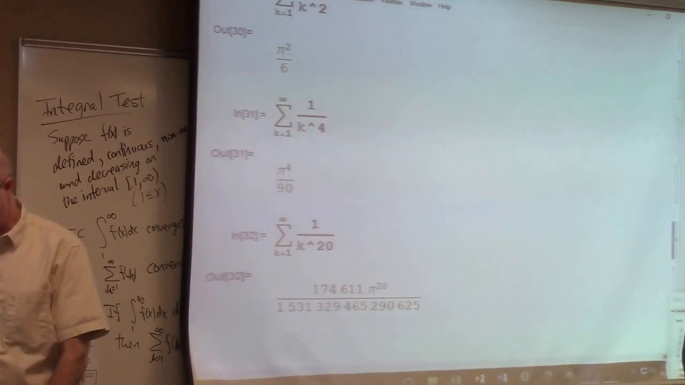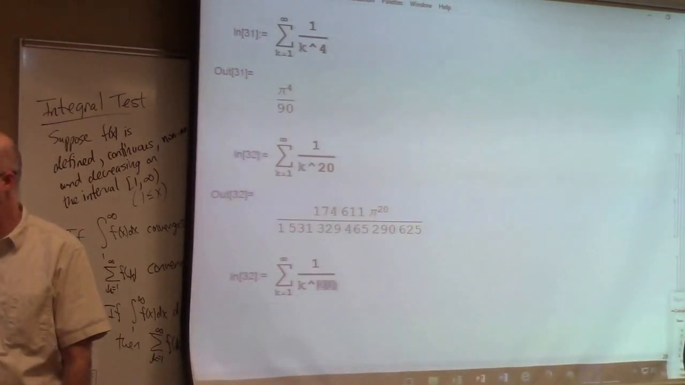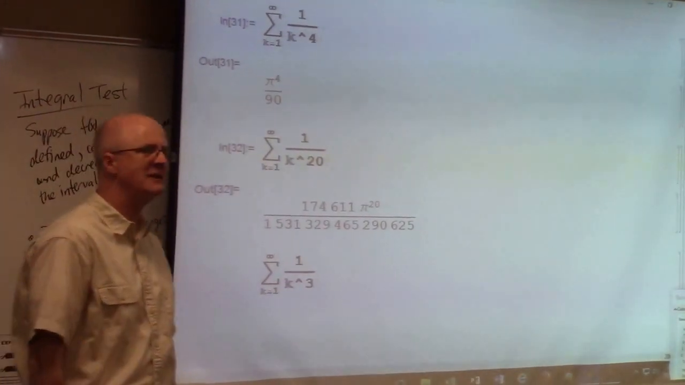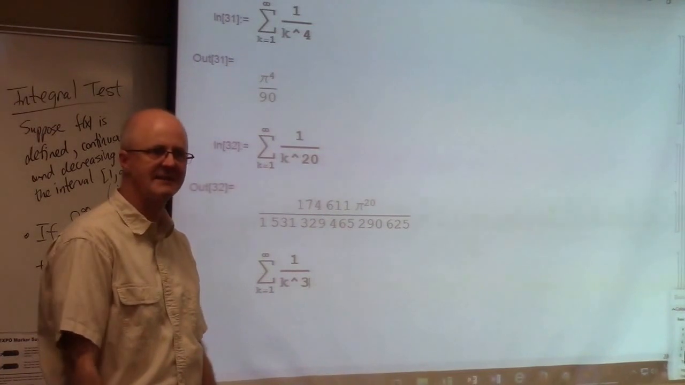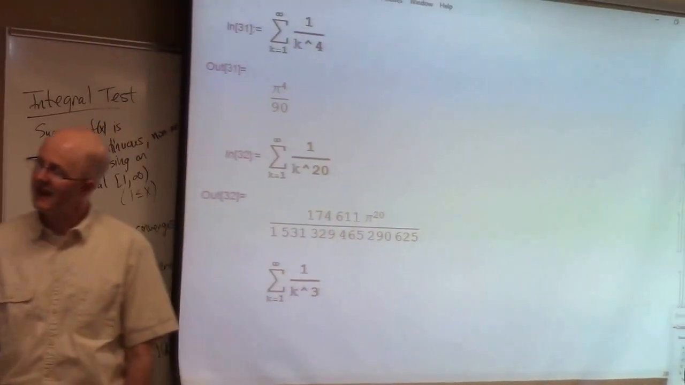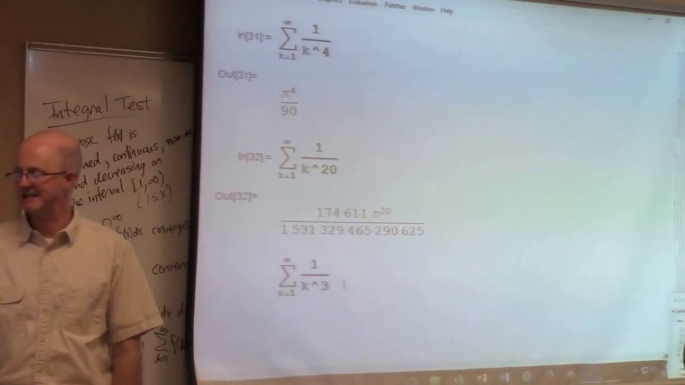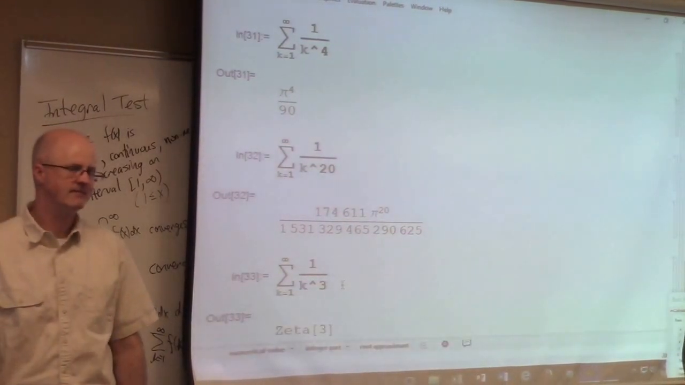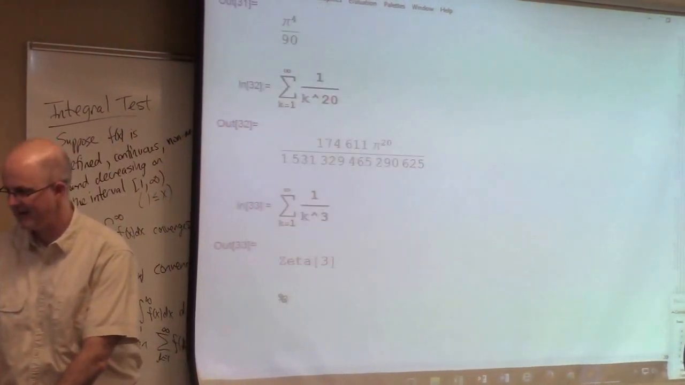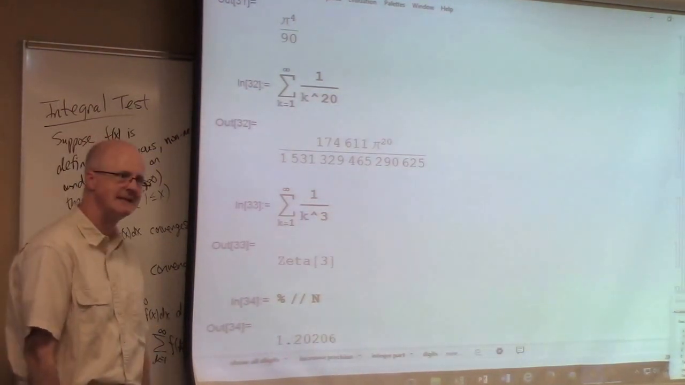But if you replace p with an odd power that's bigger than 1, like 3, it turns out there's no simple expression for this in terms of a rational multiple of pi to the 3rd. It does converge to something. The official name for it is zeta of 3. You can approximate that. It's about 1.20206.